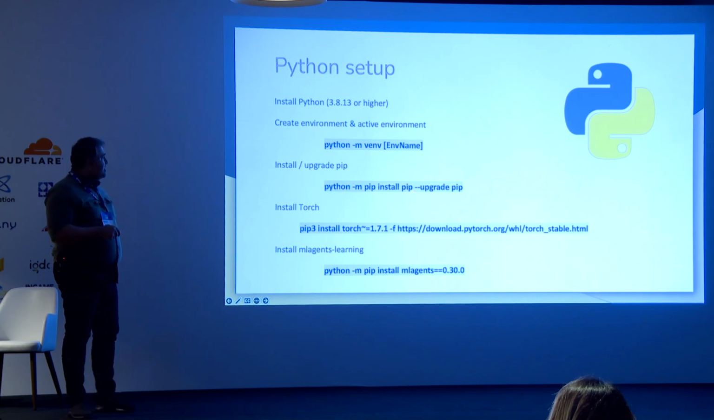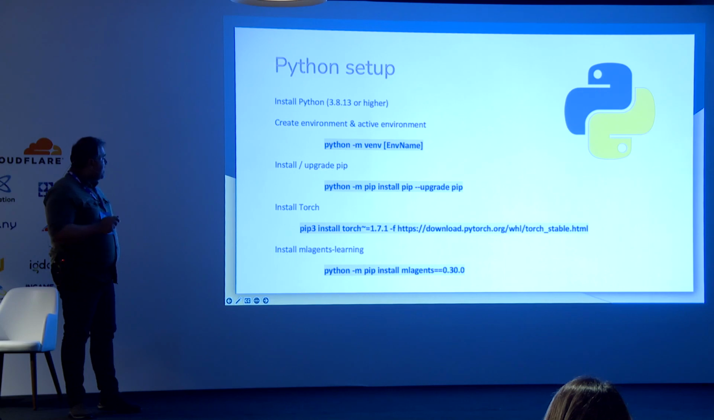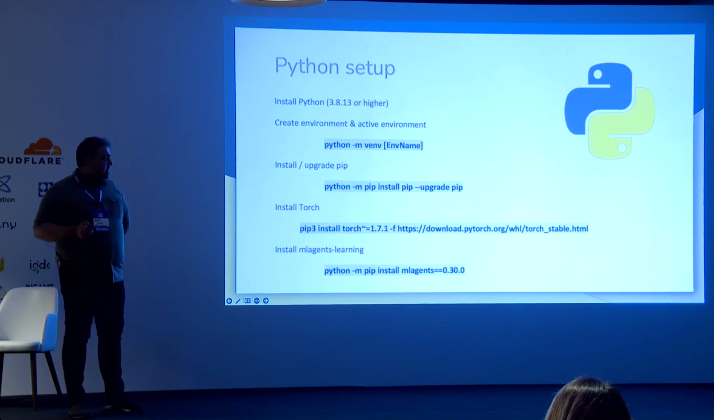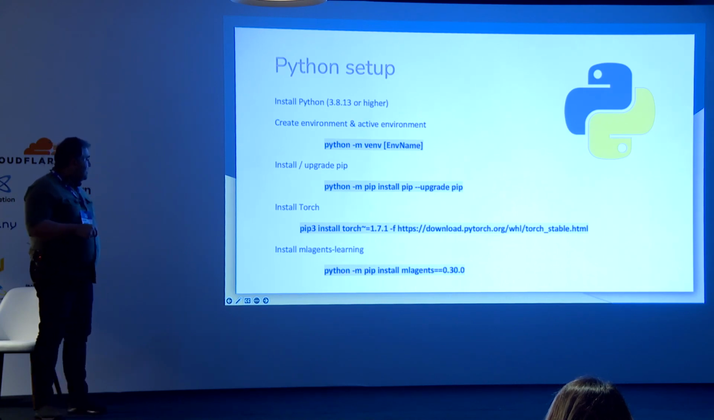Pip is the package manager for Python. We just use it to install Torch; we don't do anything else with pip. Then we have to install Torch using pip. Torch is the open source library for machine learning in Python. After installing everything, we have to install the ML Agents learning package. This connects Python to our Unity project.